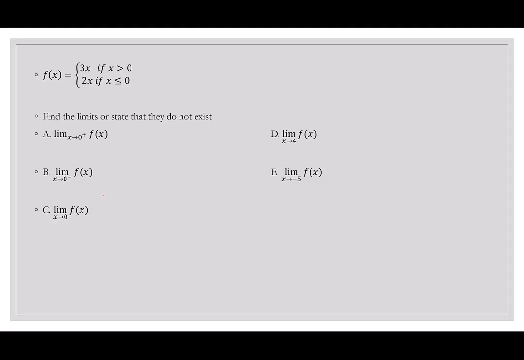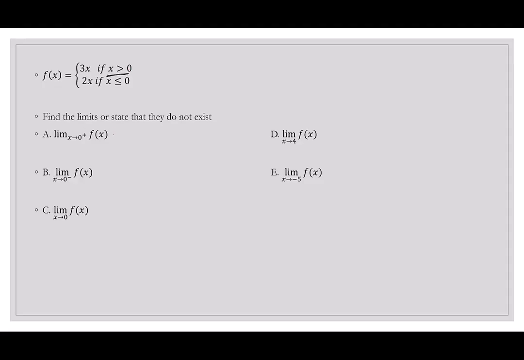So we're going to start with 0 from the positive side. 0 from the positive side is numbers greater than 0 but close to 0. So numbers bigger than 0 are in this first line. So even though 0 isn't included there, that's okay. Numbers close to it are.